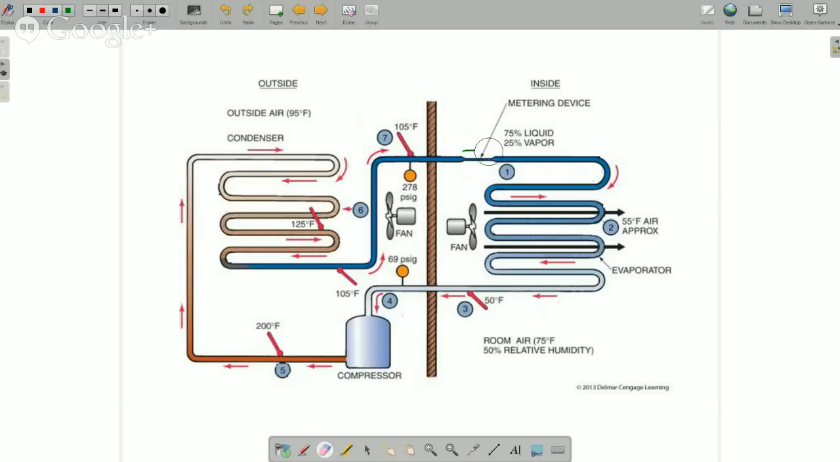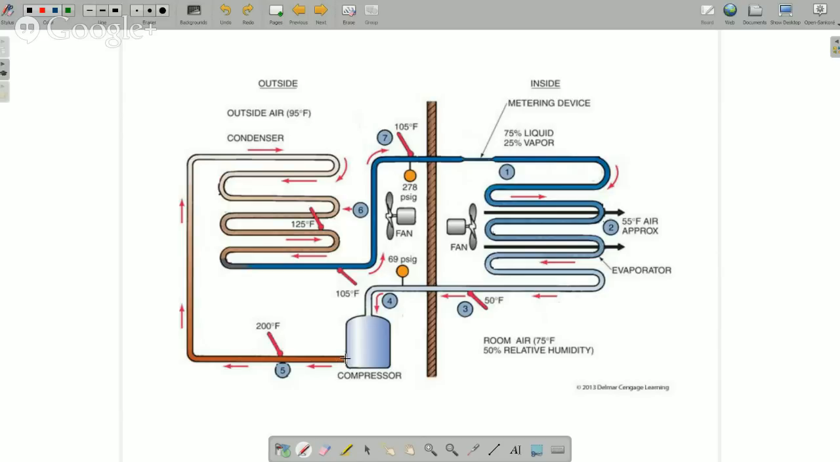All right, so we're going to start out here at the compressor, and we're going to go through a refrigeration cycle of a system that is properly charged, and we'll talk about what happens with the refrigerant and see what happens with superheat, subcooling, and the sensible and latent heat and so forth. All right, so let's start out here.